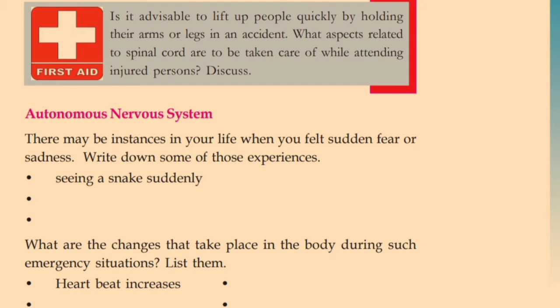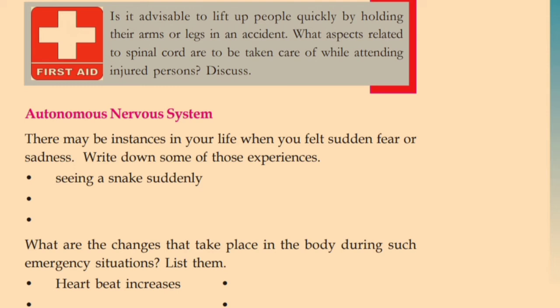Then next we move on to the topic autonomous nervous system. There may be instances in your life when you felt sudden fear or sadness while seeing a snake suddenly, or hearing the news of a death of relatives, etc. So there are a lot of incidents that occur in our daily life that make us feel sudden fear or sadness. What are the changes that take place in the body during such emergency situations?